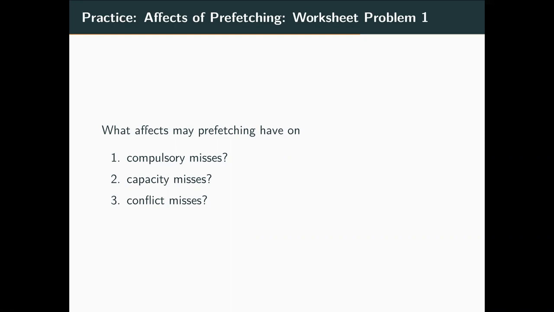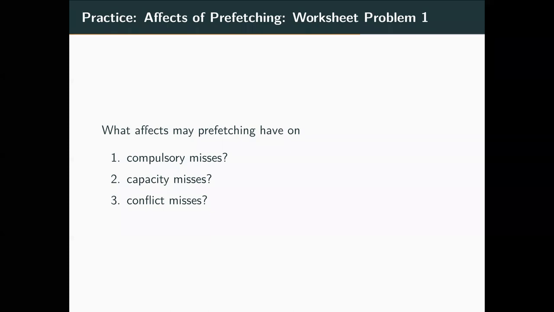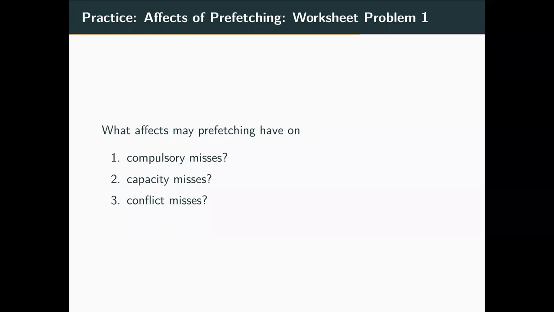Any ideas on this first one? What effects may prefetching have on compulsory misses? If it was perfect prefetching that always prefetched the right thing, it could totally eliminate them. Yeah, pretty much. There'd be one at the very beginning. But yes, if we were perfect at predicting exactly our memory access pattern, it could effectively eliminate compulsory misses.